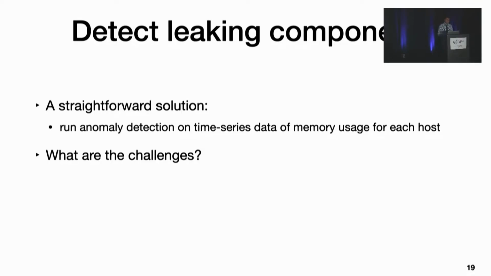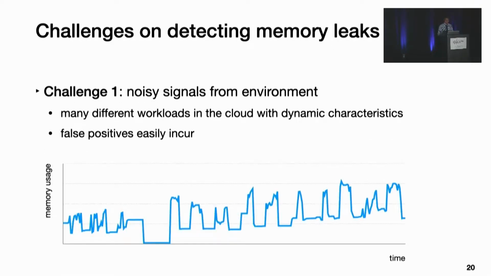If a component is leaking, how do we know? A straightforward solution is running anomaly detection for component usage data on each host. This may not work as there are several challenges in cloud to address. First, the cloud environment is highly noisy. Dynamic workloads cause rapid memory usage change and easily create many false positives.